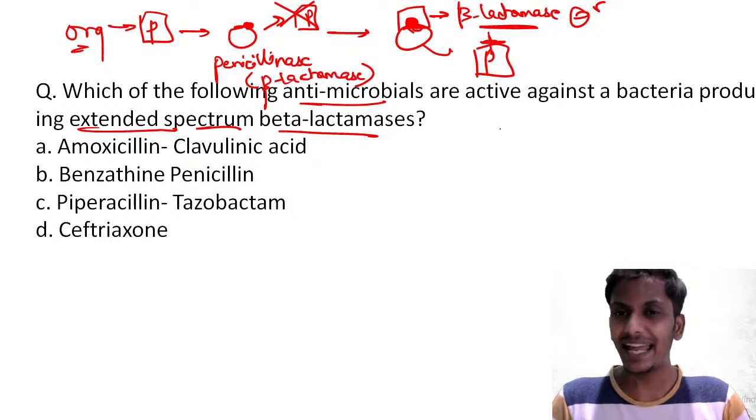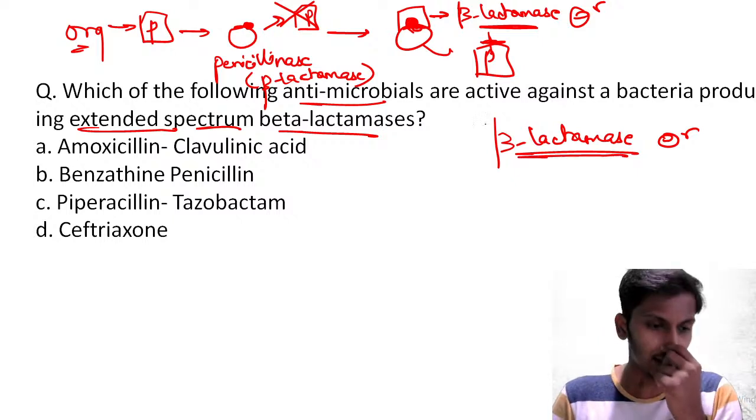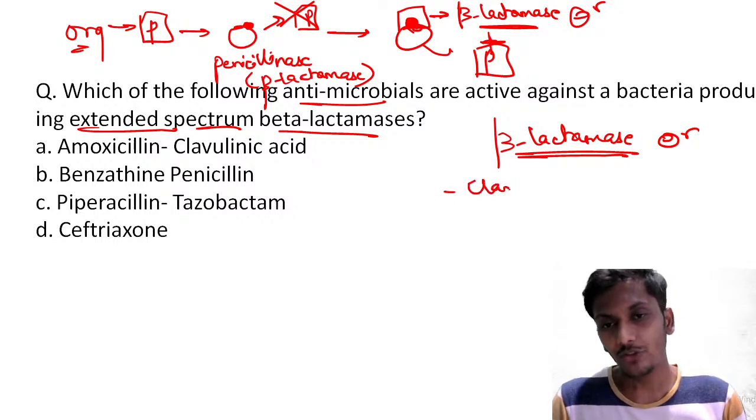So which are the beta lactamase inhibitors which are given? So please remember guys, the important beta lactamase inhibitors which are there with us are what? Important ones. Sorry, important ones are clavulanic acid. Clavulanic या clavulanic acid सुना होगा.